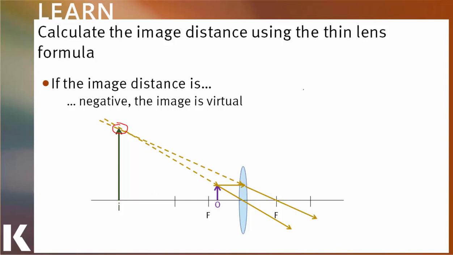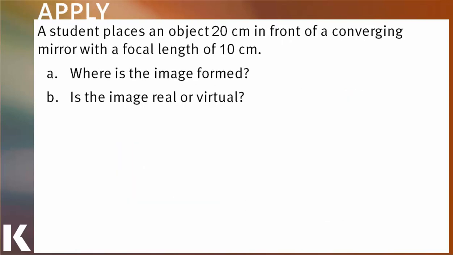It may also help to remember that IR and UV always go together. IR meaning inverted and real, and then UV meaning upright and virtual. So every inverted image is a real image. Every upright image is going to be a virtual image. Now let's apply that equation to a couple scenarios.